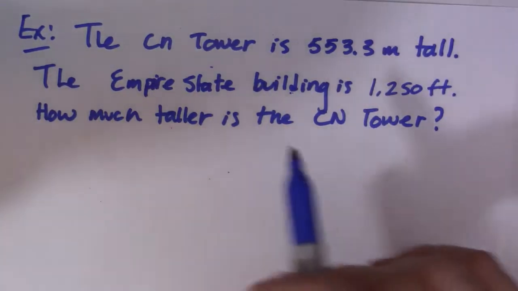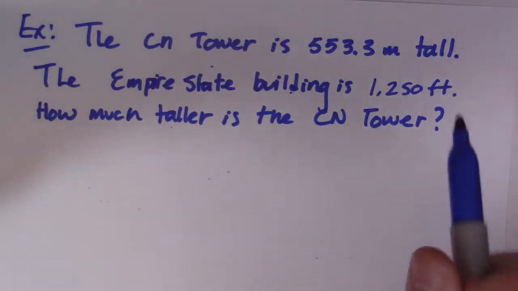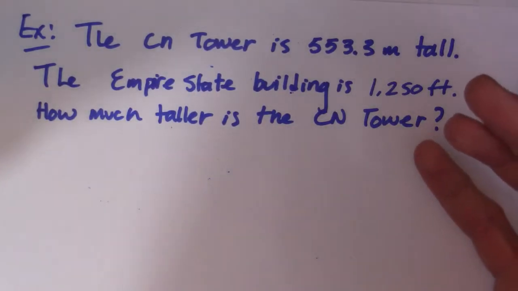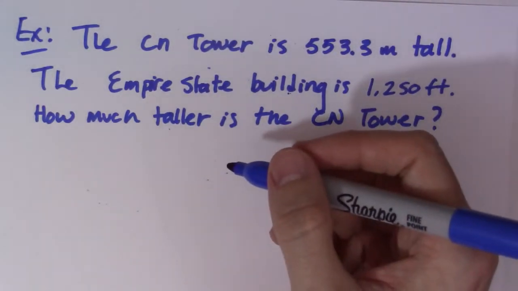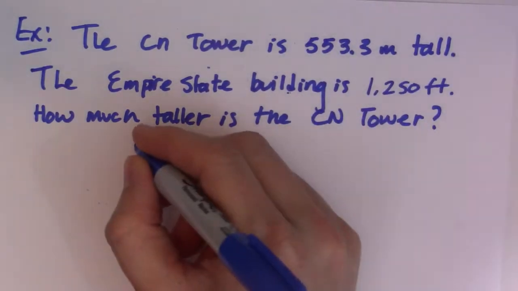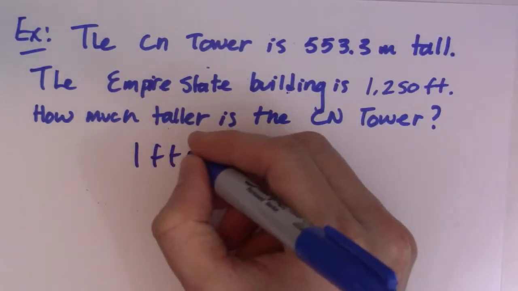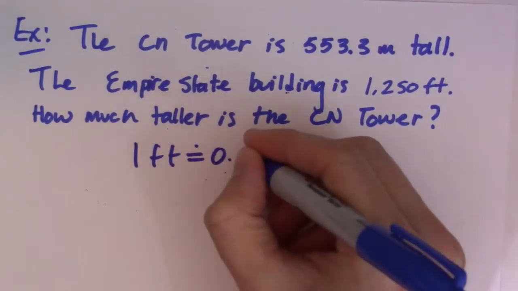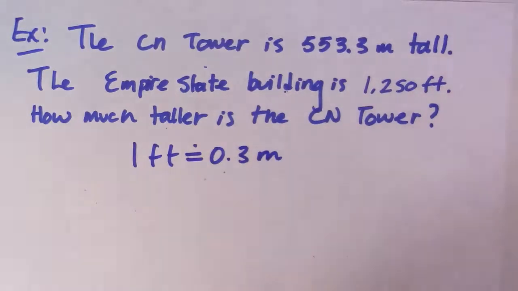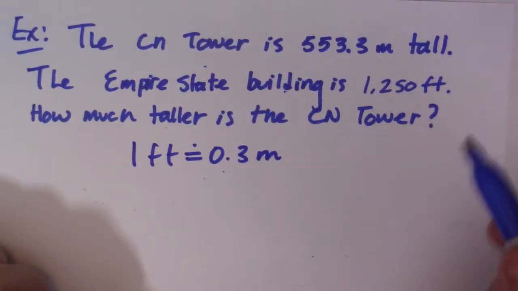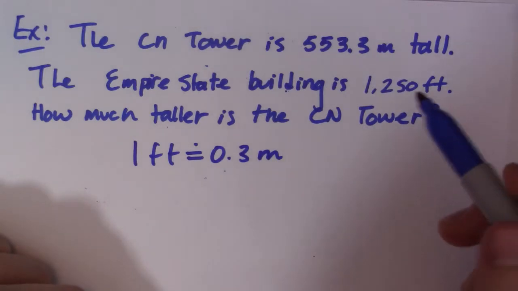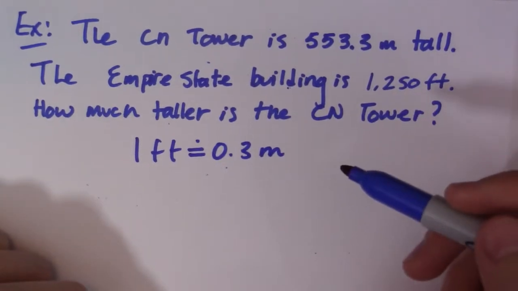So we need to know the CN Tower is taller. We need to know by how much. So again, we need the units to be the same. So again, we need to look at some type of conversion between meters and feet. So I'll use this one: 1 foot is about 0.3 meters. And again, depending on what conversion you want to use, there's a bunch of different ones you could use for this one, but this one works.